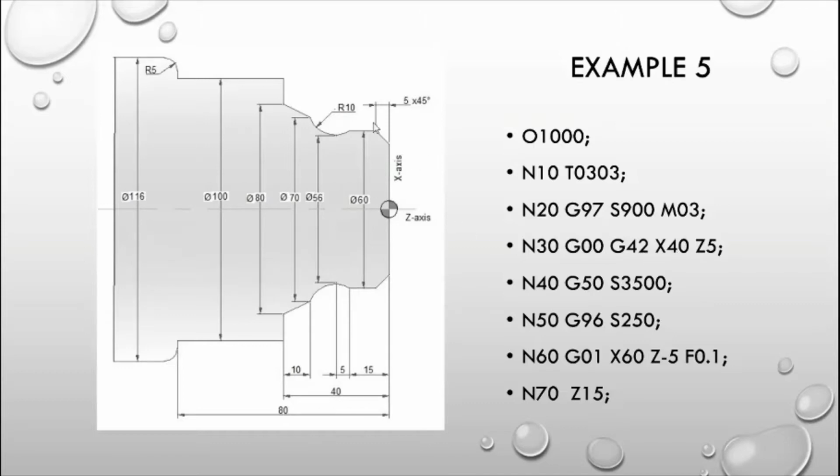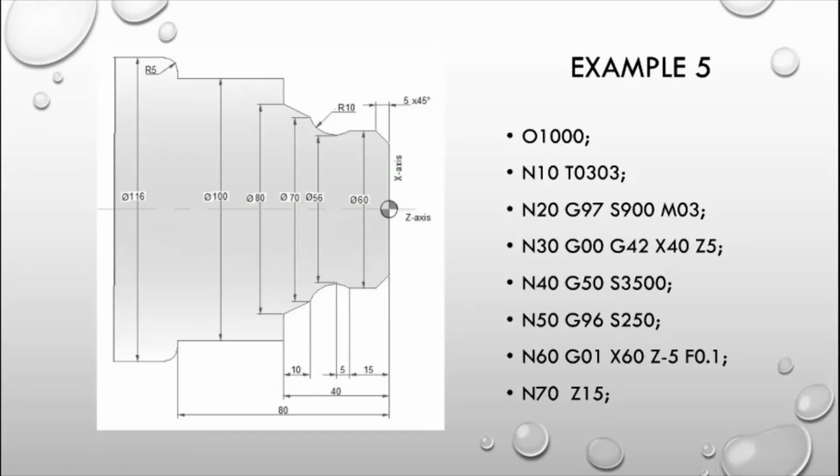X40 means our tool comes to this position. Then Z5, X40 Z5. Again spindle: G50 is the maximum spindle speed, that's value 3500. G96 is constant surface speed, that's value 250. G01 is a linear interpolation.